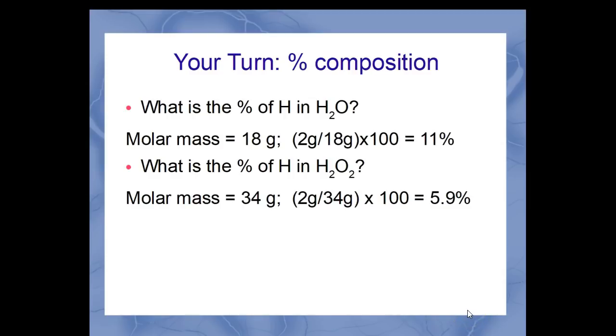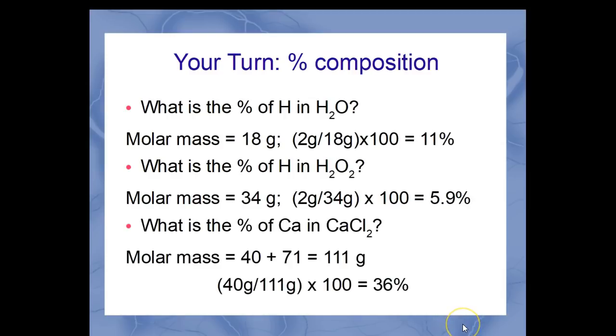So there's more oxygen in hydrogen peroxide, gram for gram, than there is in water, which helps us to understand why hydrogen peroxide poured on a cut gives off oxygen gas to kill bacteria. The percent of calcium in calcium chloride, the molar mass: we add the 40 of calcium to the 2 chlorides, which 35.5 times 2 is 71. We add that up to 111 grams. We divide the 40 grams of calcium by 111 grams, multiply by 100, and we get 36%.